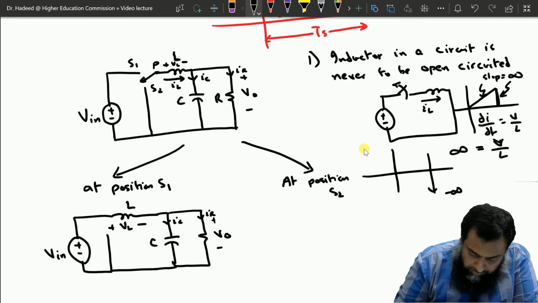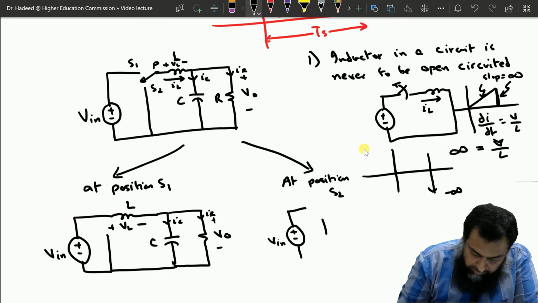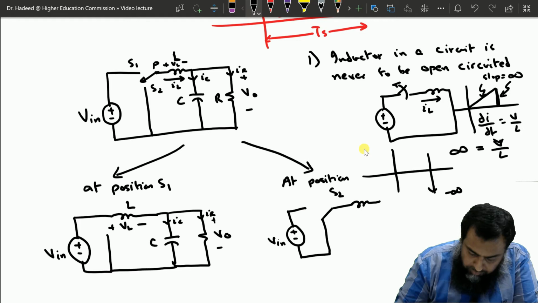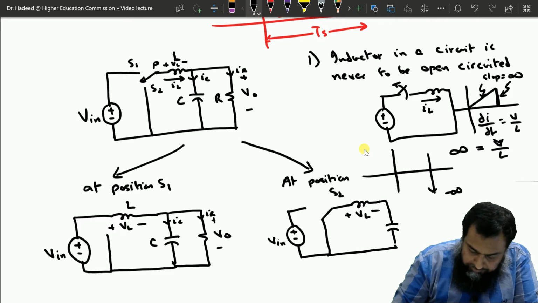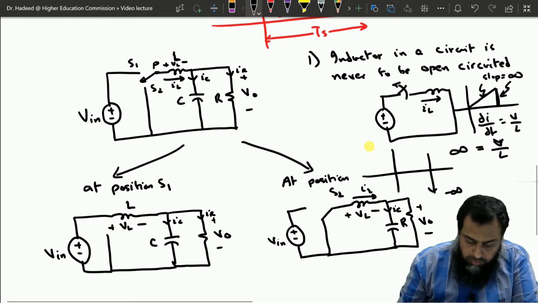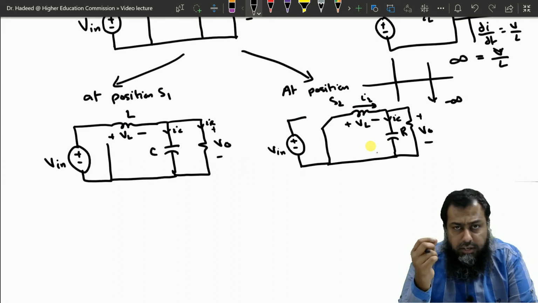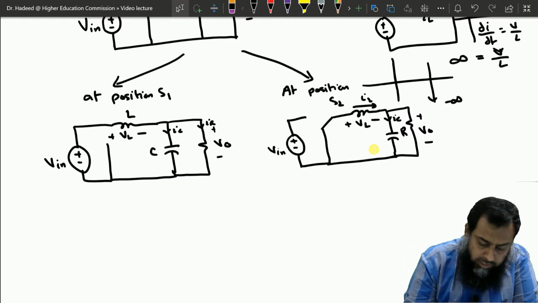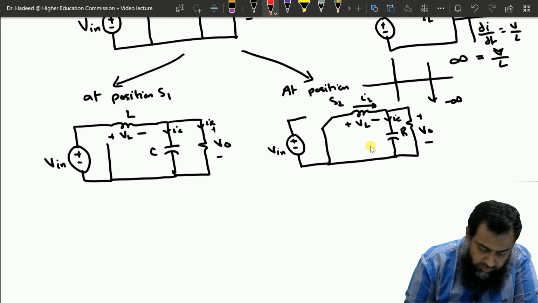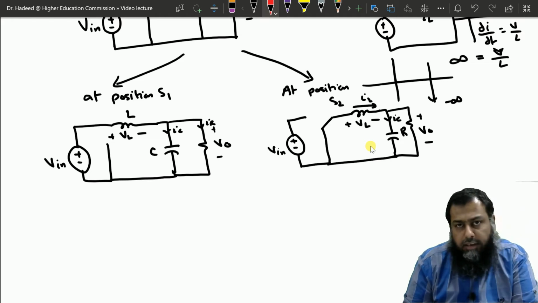At position number 2, we disconnect the voltage source Vin from the circuit. The inductor has a current flowing through this position S2, so we have the same voltage VL available here. Here we have the capacitance, and here we have the output voltage V naught and the resistance, and this is IC and this is IL. Now based on these two positions, we have two different circuits which are very easy to understand, because these circuits consist of only a DC source, inductance, capacitance and a resistance.